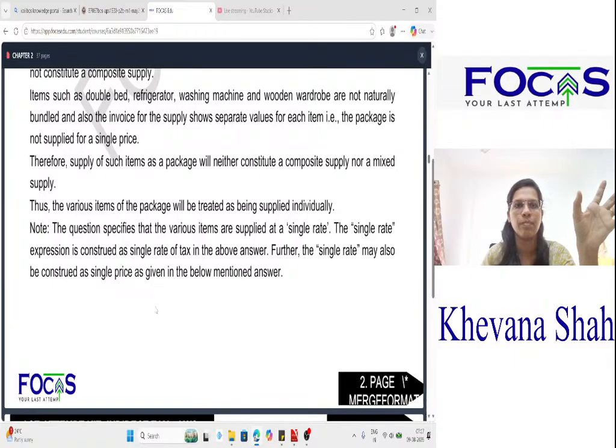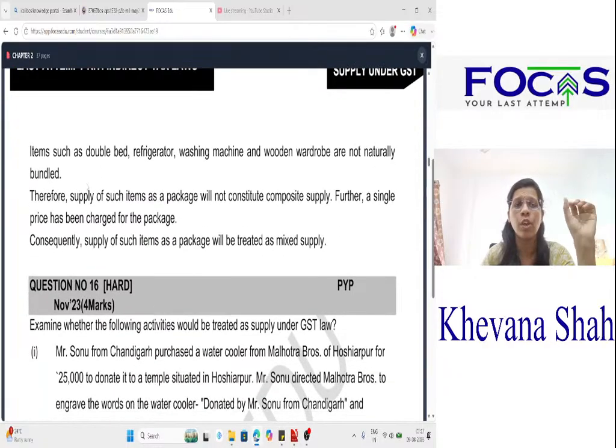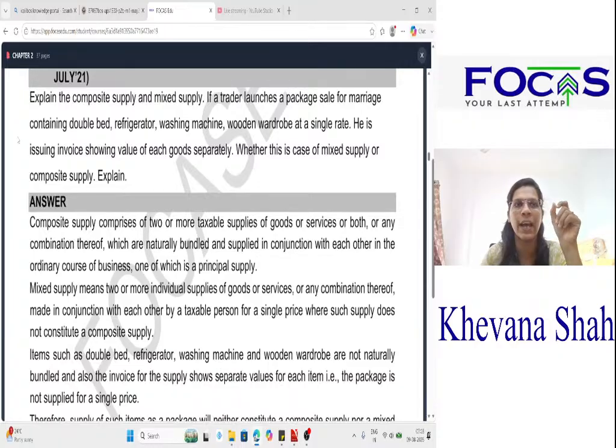Okay, so your items such as double bed, okay, these things are not naturally bundled, so this packet will not constitute this. I already told you that this will not constitute your composite supply. Now they have charged a single price, okay, so in that case we can take it as a mixed supply. But again remember, next line that they are giving in the question is that he is issuing invoice showing each value of each goods separately.